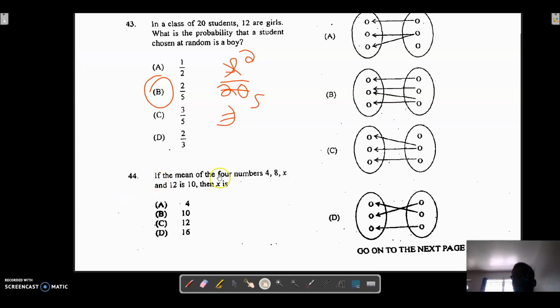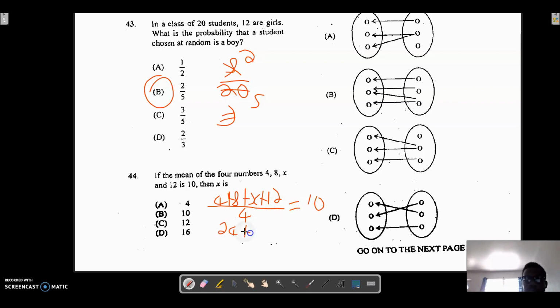Question 44. If the mean of 4 numbers, 4, 8, x, and 12 is 10, then x is. There are several shortcuts that we could use, but let's use the formula. To get the mean, you add up all the numbers. So 4 plus 8 plus x plus 12 divided by the number of numbers, which is 4, and this is equal to 10. This is going to give me 12 plus 8, that's 24. So 24 plus x over 4 is equal to 10.